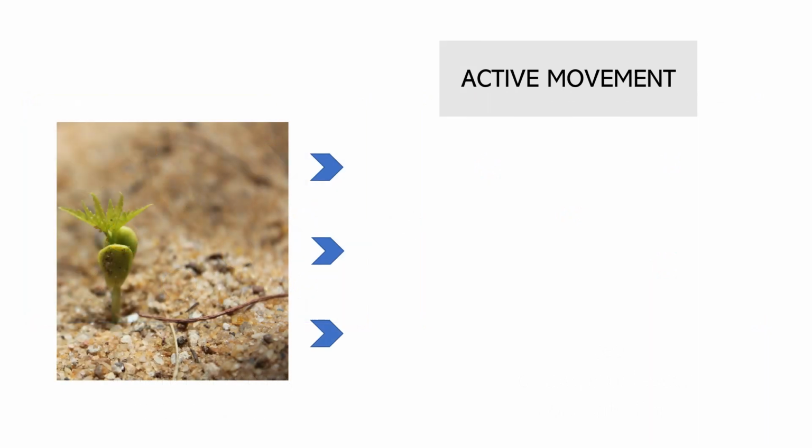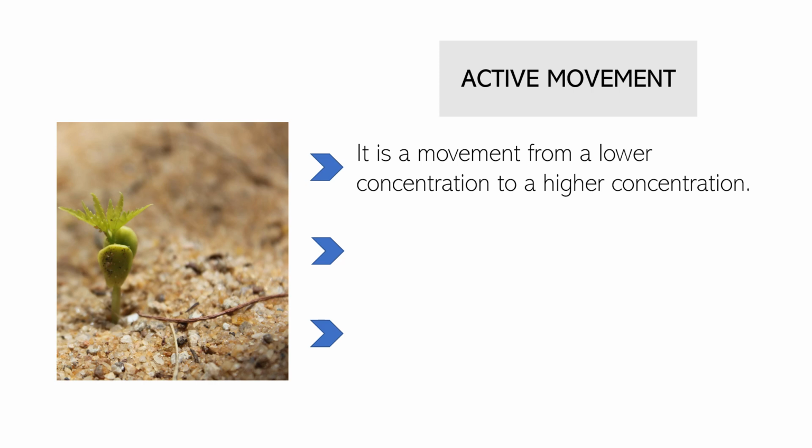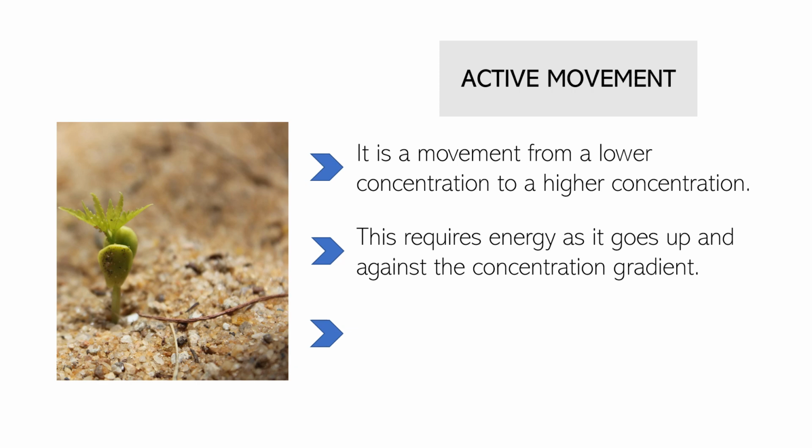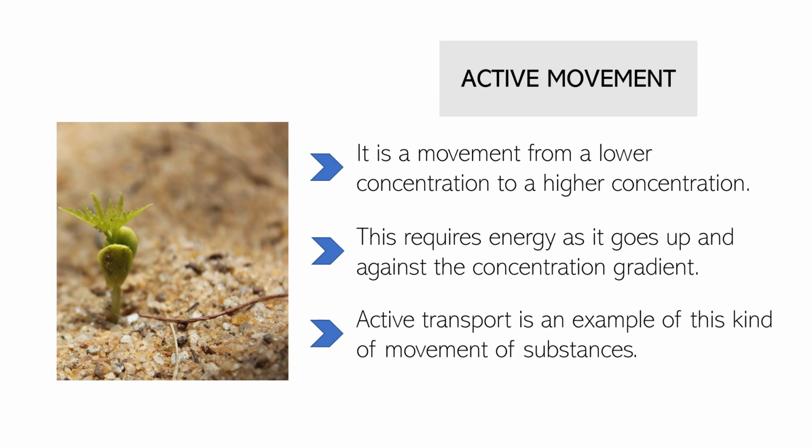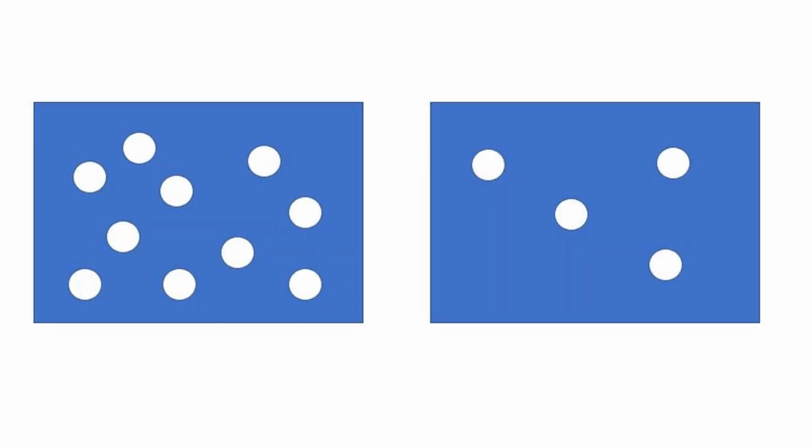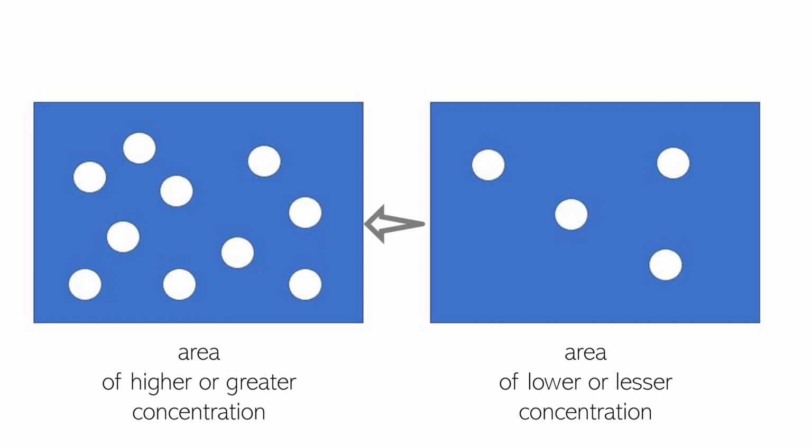Active movement. It is a movement from a lower concentration to a higher concentration. This requires energy as it goes up and against the concentration gradient. Active transport is an example of this kind of movement of substances. In active movement, substances move to the left from an area of lesser concentration to an area of greater concentration, up and against the concentration gradient. Movement of substances will continue until it reaches equilibrium or balance.